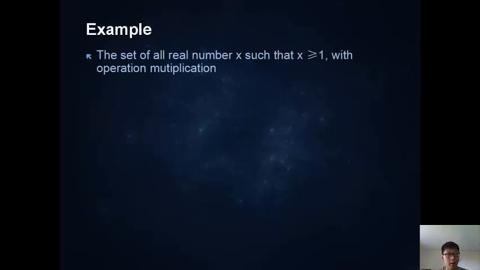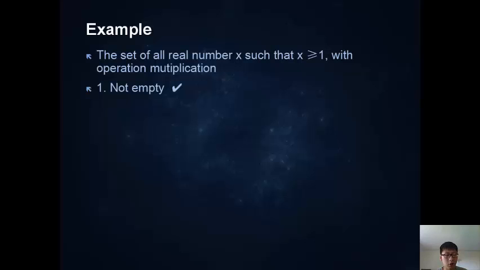Now we can see one example. The set of all real numbers x such that x is greater than or equal to 1, with the operation multiplication. Remember what I said before? The first thing we need to prove is that the set is not empty. As the question says, all real numbers x such that x is greater than or equal to 1, which means there's an infinite number of elements in this set, so the set is definitely not empty.